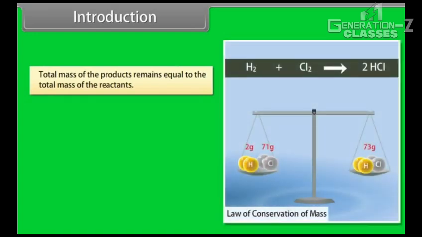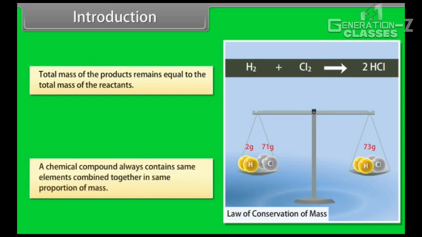Introduction. Total mass of the products remains equal to the total mass of the reactants. H2 plus Cl2 gives 2HCl. A chemical compound always contains the same elements combined together in the same proportion of mass.